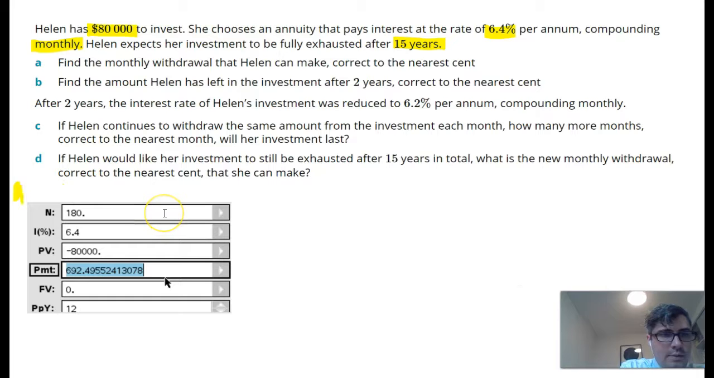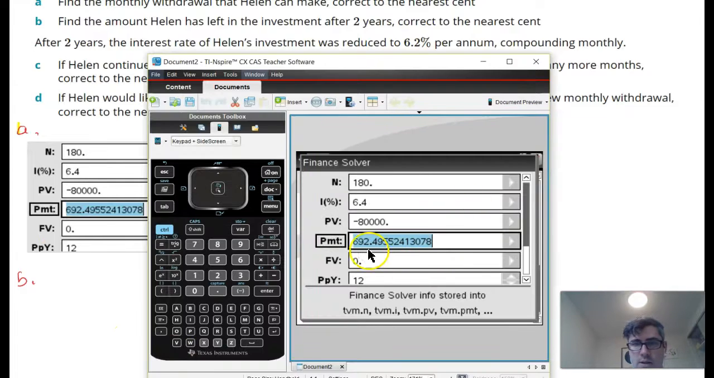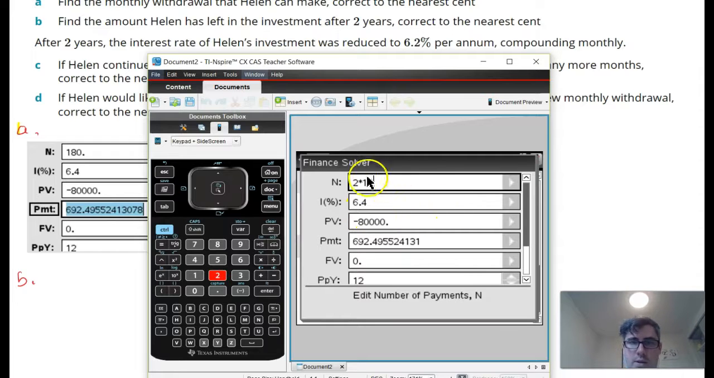Okay, so the answer for part A, $692.49 per month. Okay, next bit, find the amount that Helen has left in the investment after 2 years. So even though we've just done that sort of calculation to the end, we're going to leave the payment there, but we're just going to now ask for the future value after 2 years of withdrawals. So 2 times 12, and this time we're going to ask for the future value if this is how much she's withdrawing every time.